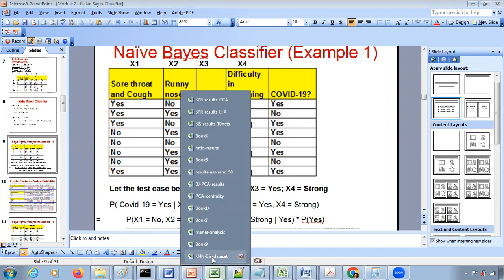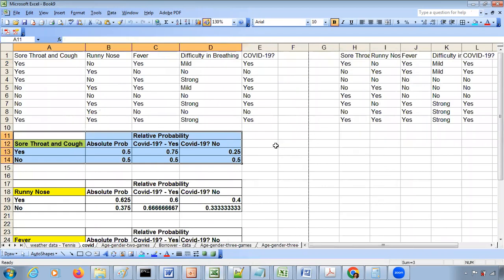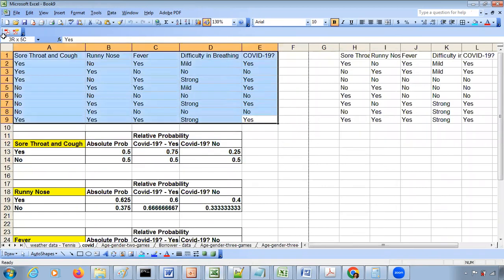We can use Excel to key in this data set and make it easy to go through the calculations and actually have them typed in. So I'll explain that now.